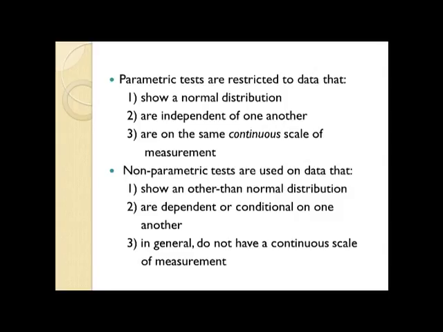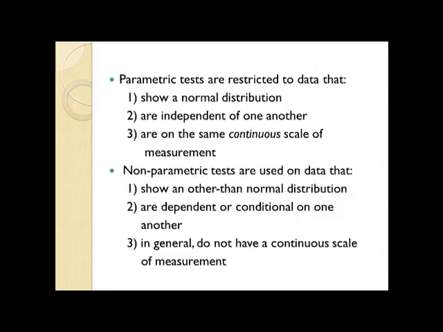So when we talk of parametric tests, we talk about tests which are applicable only to data which shows a normal distribution. For all other data which show a non-normal distribution, we will use non-parametric tests. Parametric tests will be used for data which are independent of one another. So when you use variables in a data set, they have to be independent of one another. Only then you can use parametric tests.